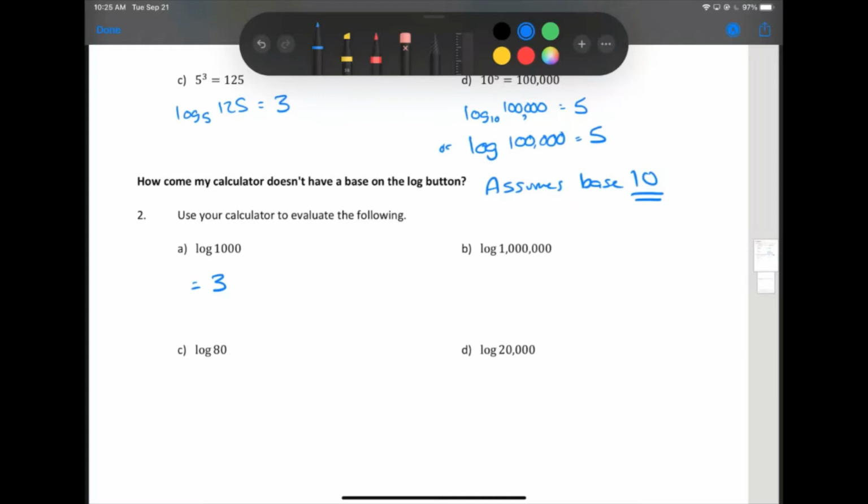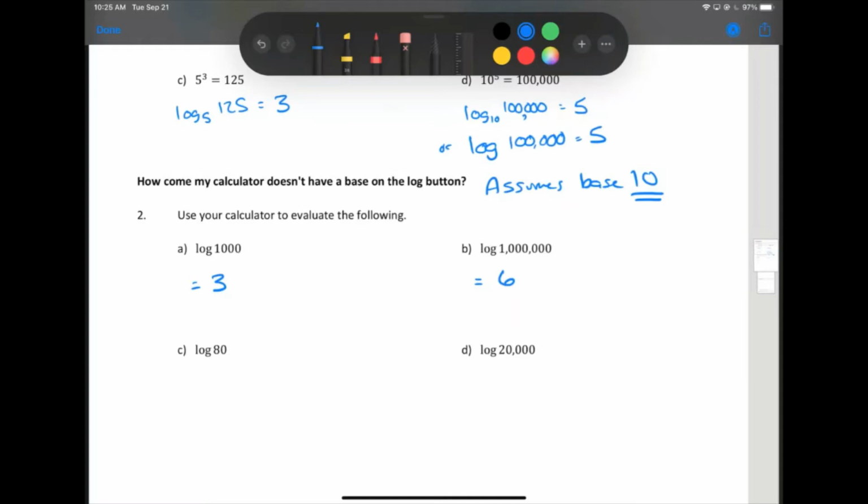Let's try doing the second one without a calculator. Of course, we could verify with our calculator, but let's try to do it without. What exponent would we put on 10 to get 1,000,000? And I think the answer is more or less obvious. It's 6. 10 to the exponent 6 is 1,000,000.